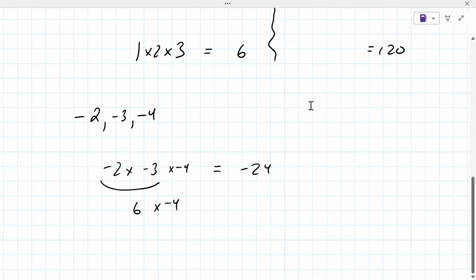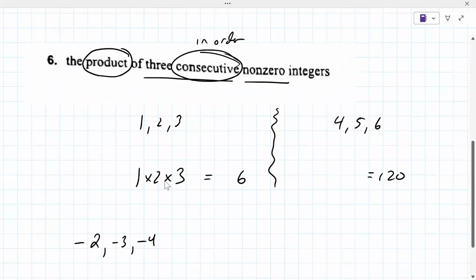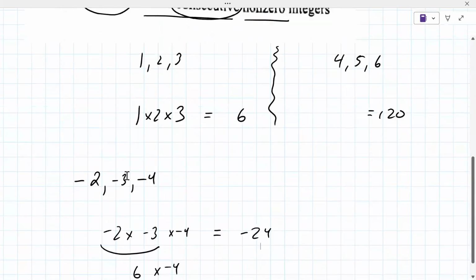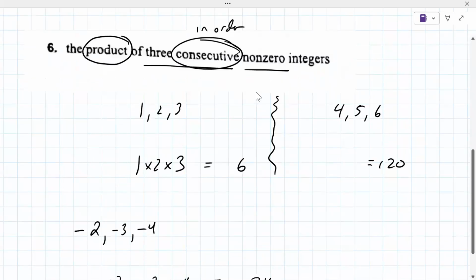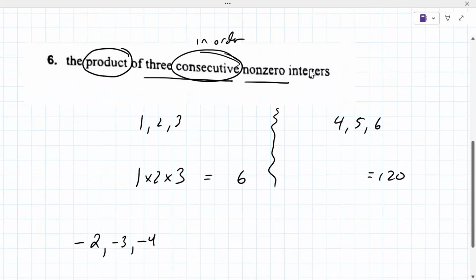So now what do you notice about the results? When you multiply 3 positives, the answer is positive. 3 negatives, the answer is negative. So can you draw any conclusions about the product of 3 consecutive integers? Do you know that it is always positive or always negative?